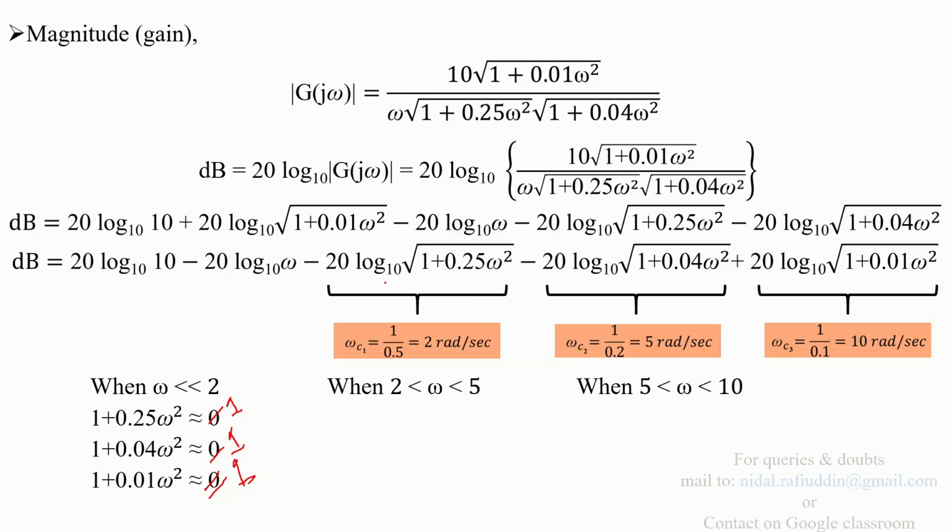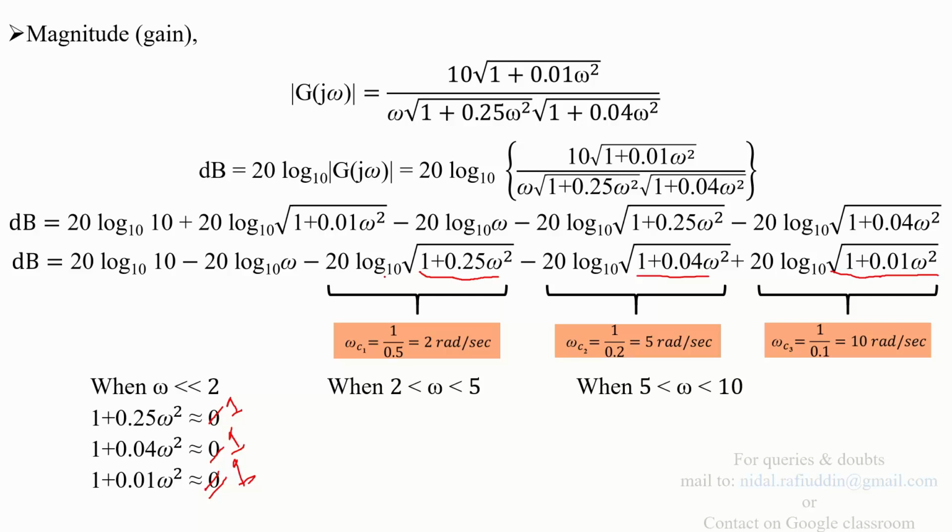So, because of 1.1 plus 0.25 omega square, if you substitute omega much less than 2, in that case 0.25 multiplied by omega square will be negligible compared to 1. Likewise in this case also. So in the square root you're left with 1. So this becomes log to the base 10 under root 1, and likewise this becomes log to the base 10 under root 1, and so on.